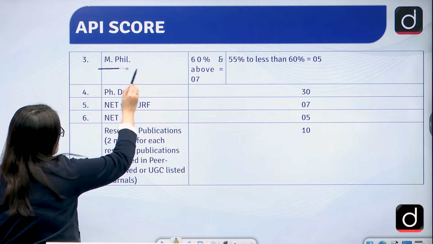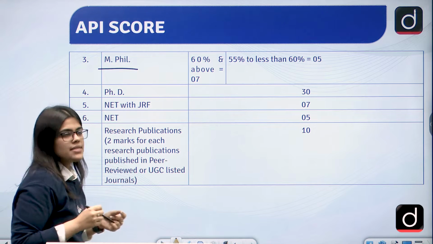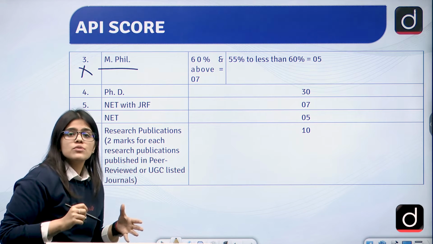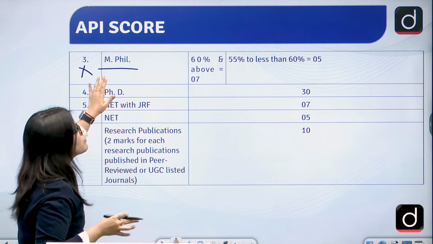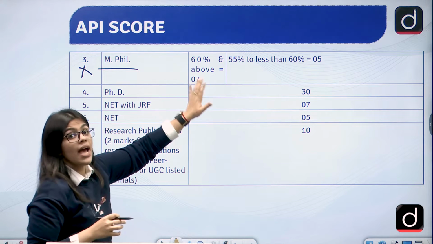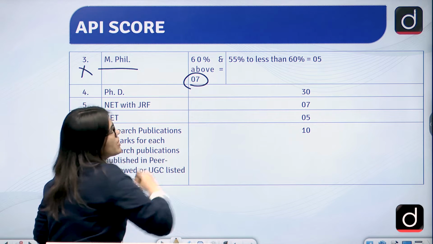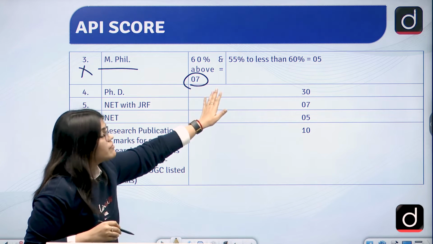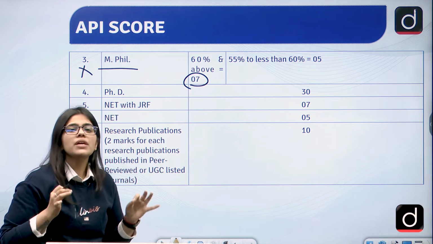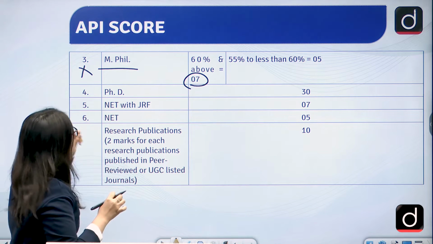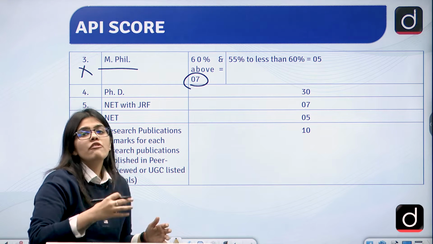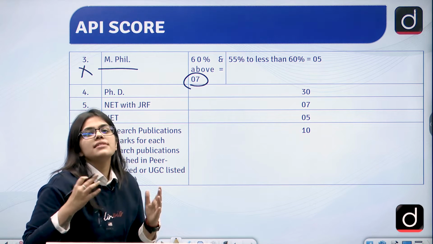Then if you have MPhil, NEP 2020 has decided to do away with this MPhil thing, but for those who have already done their MPhil, this would be very much calculated. So if you have 60% and above, 7 marks would be awarded to you. If you have 55 to 60%, then 5 marks would be given to those students who have done their MPhil till now, till the time this criteria of MPhil being redundant is started.